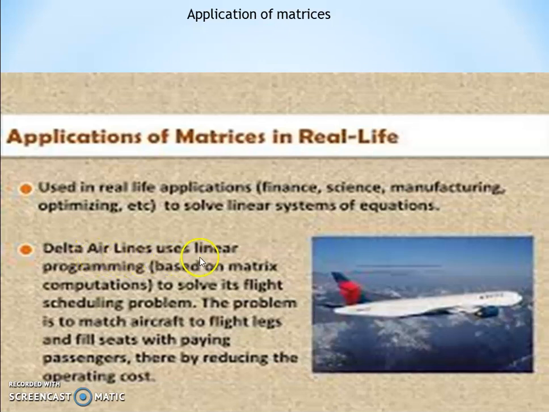Delta Airlines uses linear programming based on matrix computation to solve its flight schedule problem. The problem is to match aircraft to flight legs and fill the seats with paying passengers, thereby reducing the operating cost. That means Delta Airlines uses linear programming, which is based on matrices, in a matrix computation to solve its flight schedule problem. The timing is different for each and every takeoff and landing, so that problem is also solved by matrices.